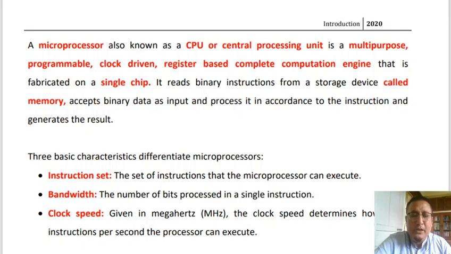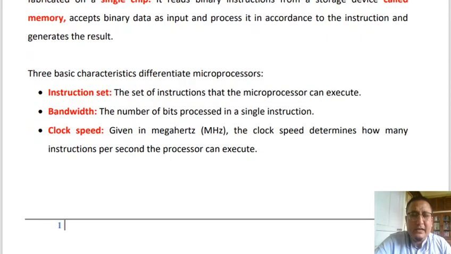Now, there are three important characteristics that differentiate one microprocessor from another. The characteristics are instruction set, bandwidth, and clock speed. Now, instruction set: with each and every microprocessor, there is a set of well-defined instructions associated with it, which can be used in order to write a program for attaining a certain objective.